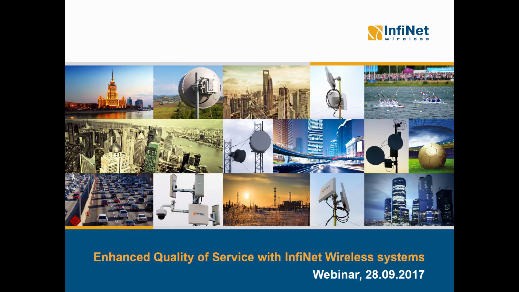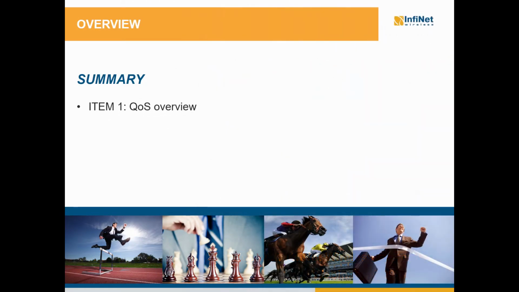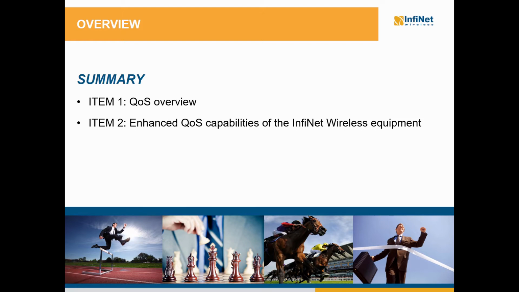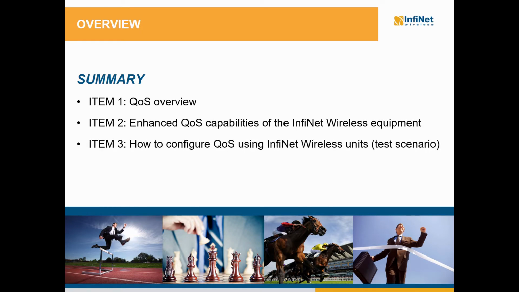Today we will discuss the enhanced quality of service features of the Infinet Wireless devices. The agenda includes 3 items. We will begin with an overview of QoS, pointing out its main mechanisms and parameters. Then we will see what the advanced QoS capabilities of the Infinet Wireless devices are. And in the end, I will show you how to configure the QoS parameters on the Infinet Wireless units in a test scenario that I have prepared in our lab.